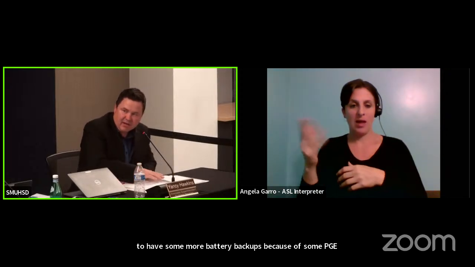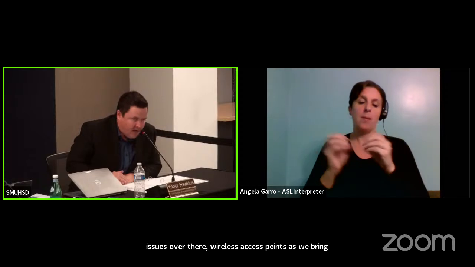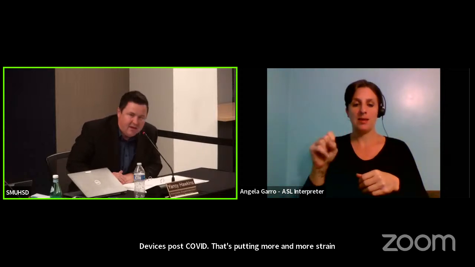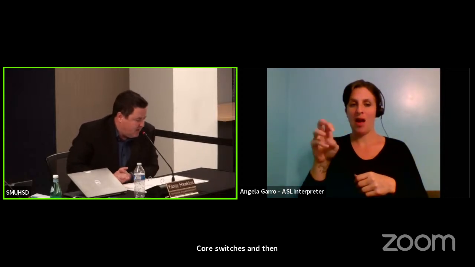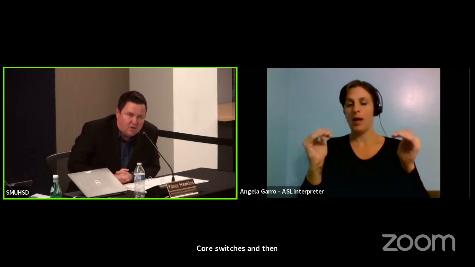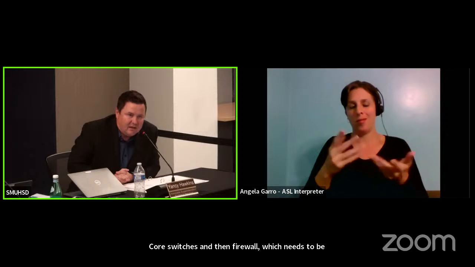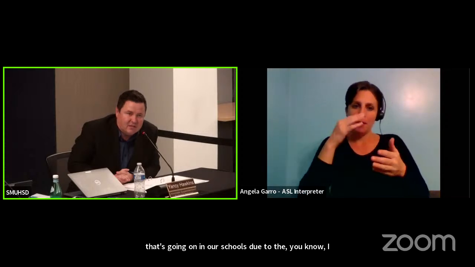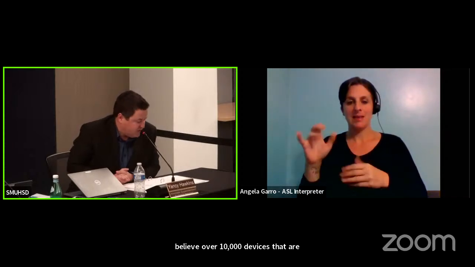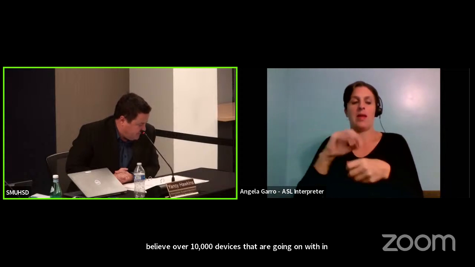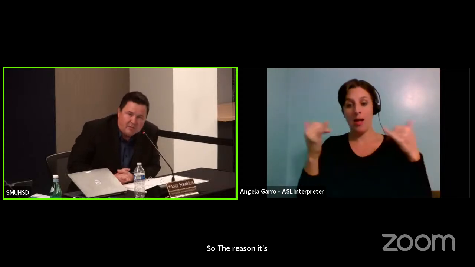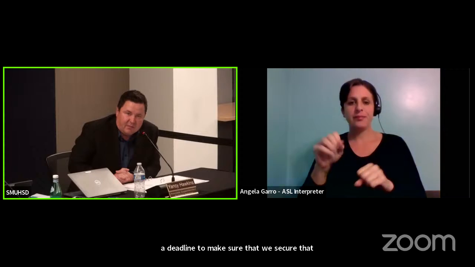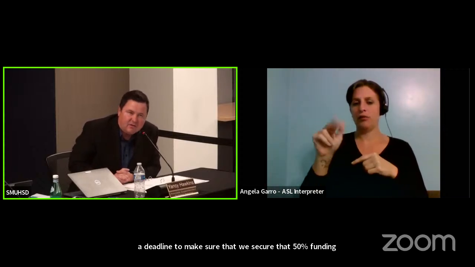Wireless access points, as we bring in more and more devices post-COVID, it's putting more and more strain on our wireless access points. Core switches, and then firewall, which needs to be upgraded just given the total internet activity going on in our schools due to, I believe, over 10,000 devices within our school districts. So the reason it's on now is that we're trying to meet a deadline to make sure that we secure that 50% funding from E-rate. But I'm happy to answer any questions.